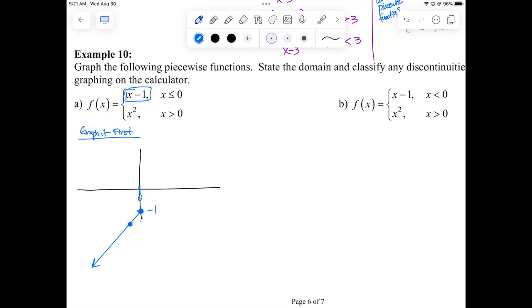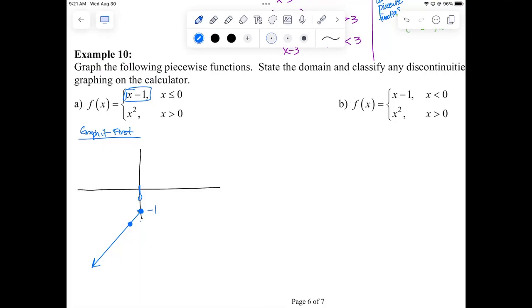Now, had the top piece been x strictly less than 0, instead of less than or equal to 0, I still would have gone to 0, negative 1, but instead of a solid dot, I would put a what? An open circle, because it's not inclusive. But it still gives me a coordinate from which I can start to draw it backwards.